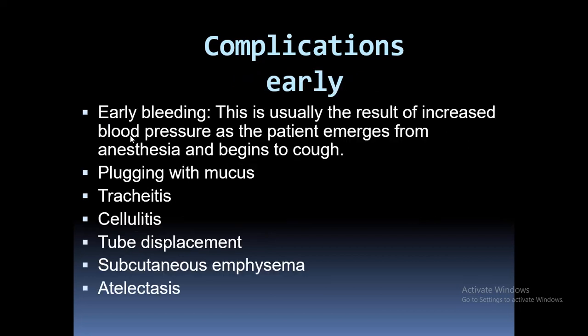The early complications include early bleeding. This is usually the result of increased blood pressure as the patient emerges from anesthesia and begins to cough. Then tracheostomy tube can be plugged with mucus. Then tracheitis, cellulitis, tube displacement, subcutaneous emphysema, atelectasis. All these are early complications of tracheostomy.